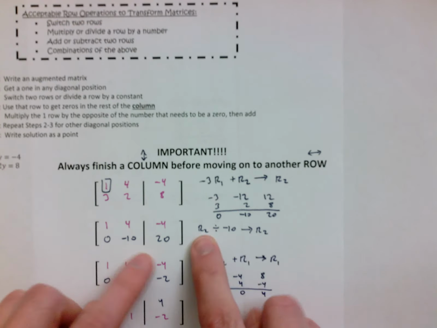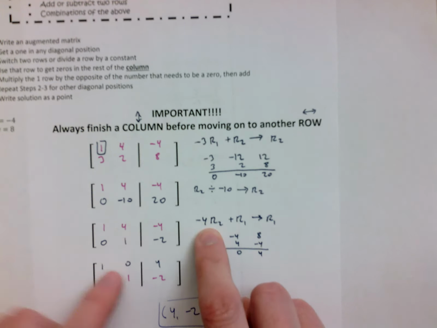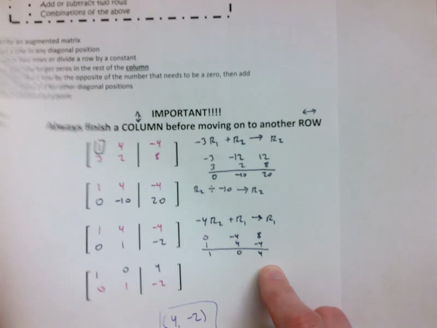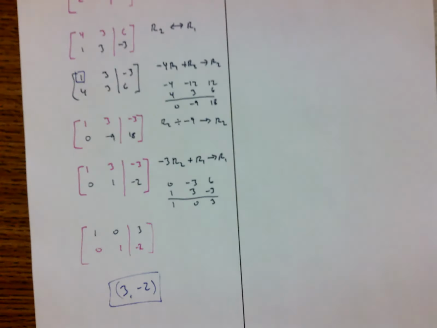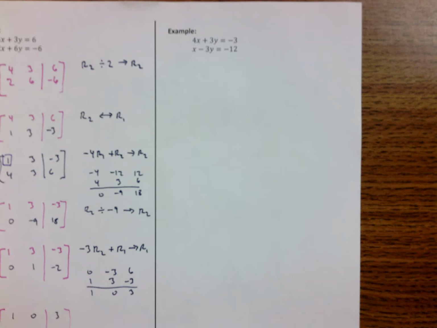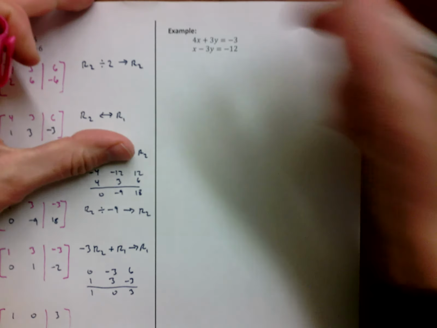Okay, I divided a row by a number. This one I had to get rid of a 4, so I multiplied by -4 and added them together. Okay, so those are the steps that you're going to be doing. So it seems really crazy at first. It definitely takes some getting used to. Okay, but these are definitely doable.